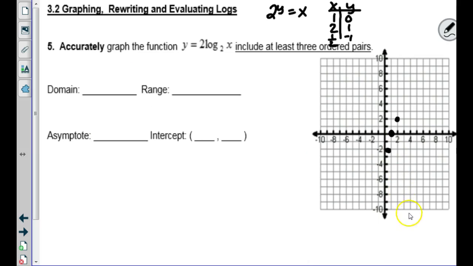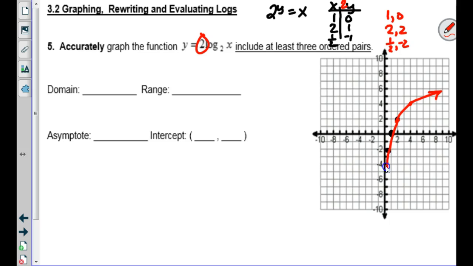I have it right on mine, I think. So my ordered pairs were 1, 0, 2, 2, and 1/2, negative 2 after I multiplied them all by 2 on the y because of this 2 out here. All right. If I went out to like 4 for x, let's see, 2 to the y would be 2, but then I would double it, so it would be at 4, yes?